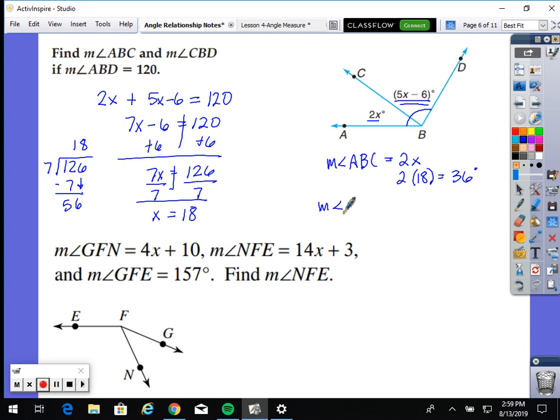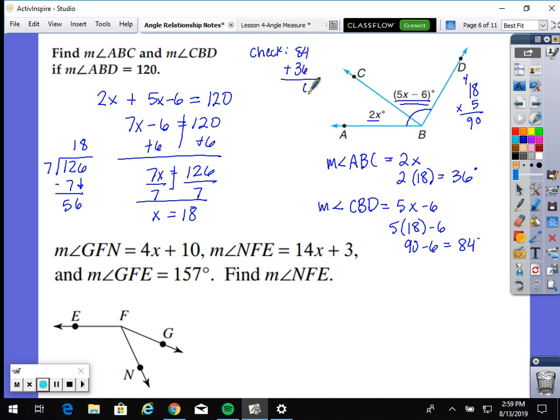And then the measure for angle, what is it called, CBD, is 5x minus 6, so 5 times 18 minus 6, let's see what 5 times 18 is, 90. So 90 minus 6, which is 84 degrees. So I've got 84 degrees and 36. And just to double check, I can check my work and say 84 plus 36, and that should equal 120, which it does, so we're good.